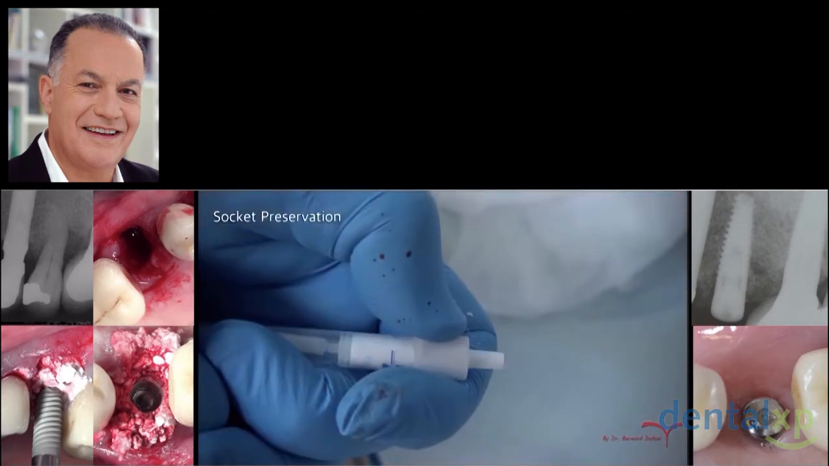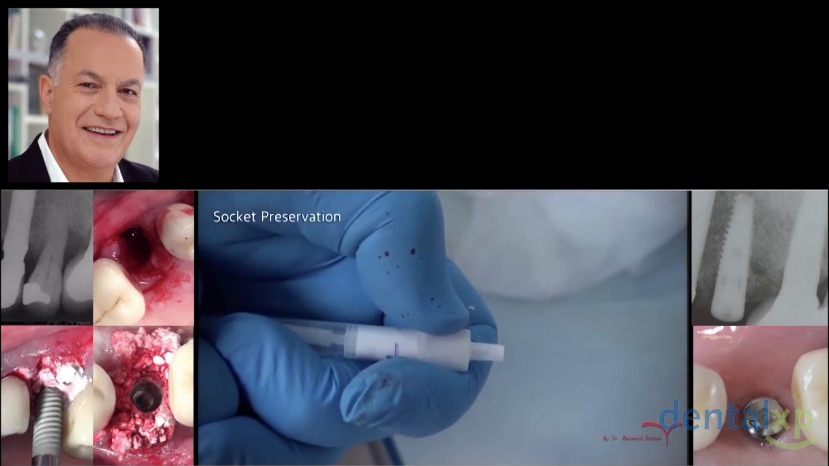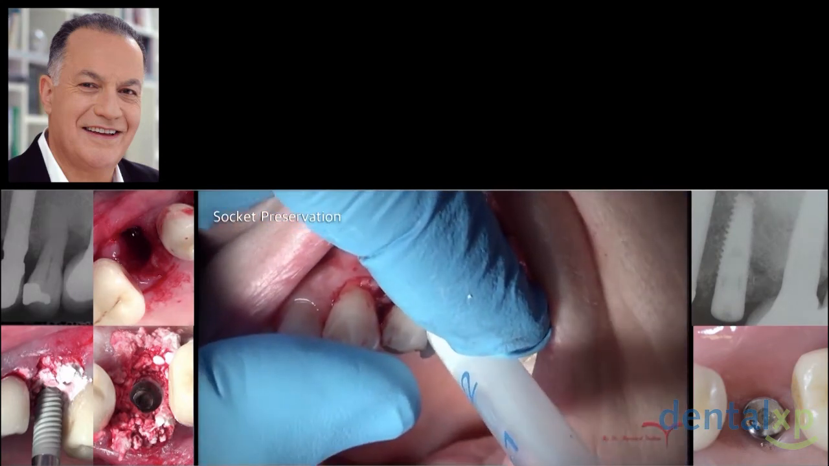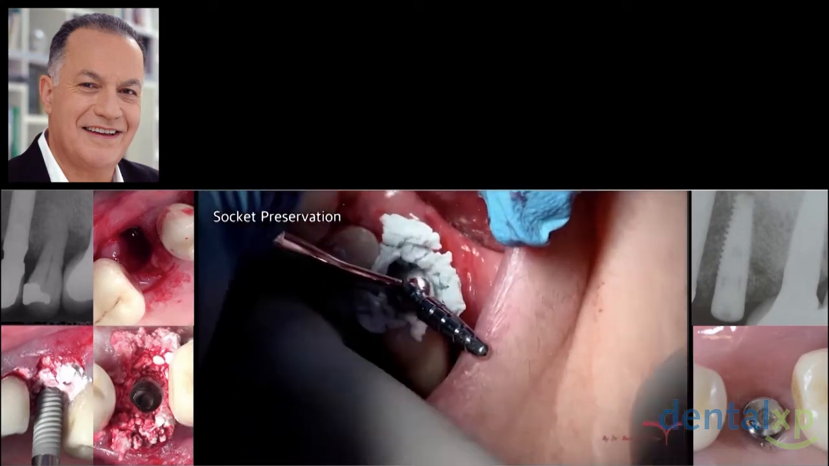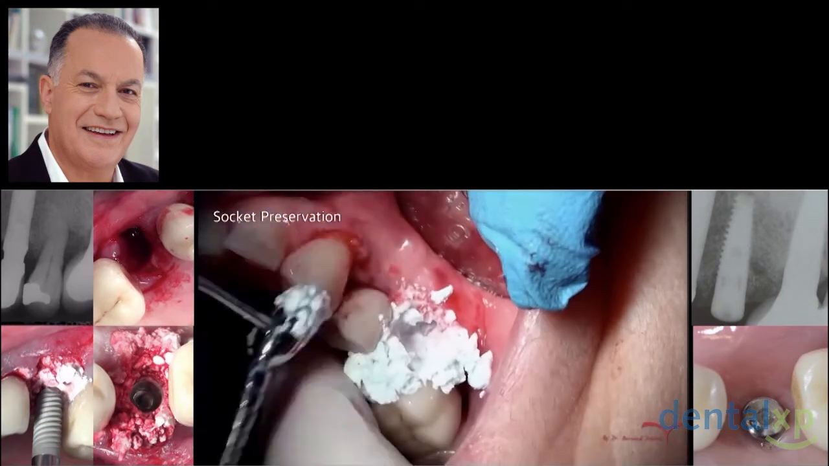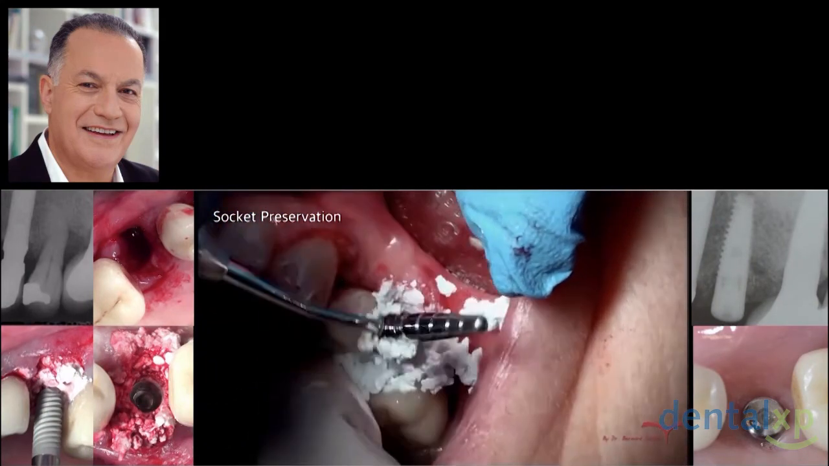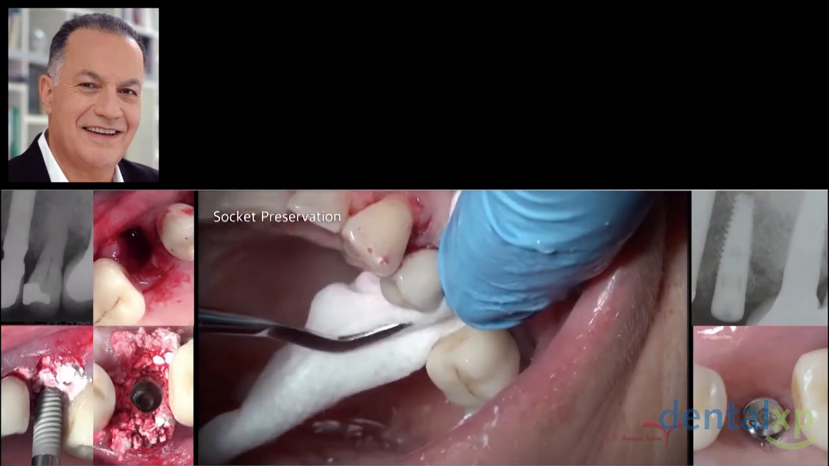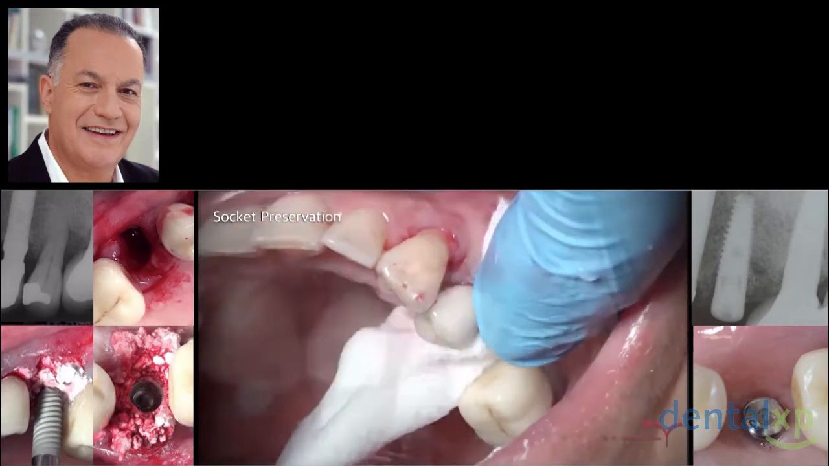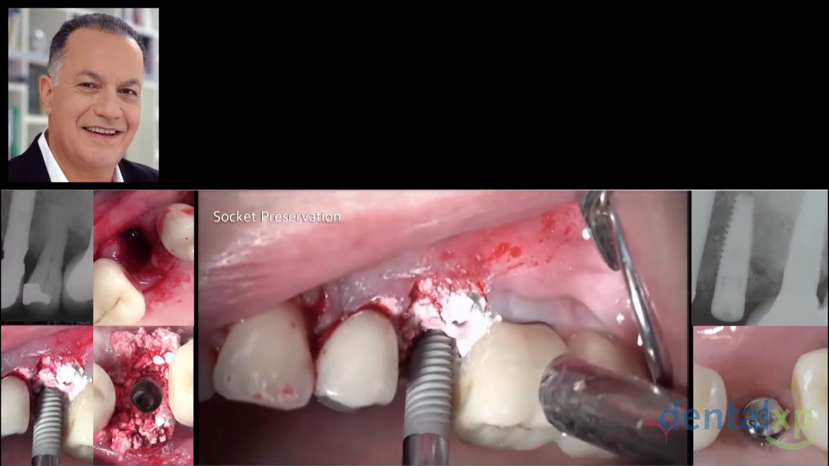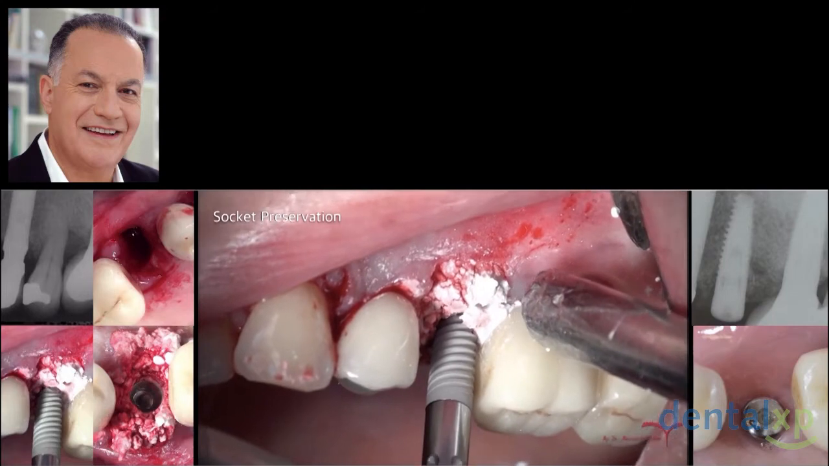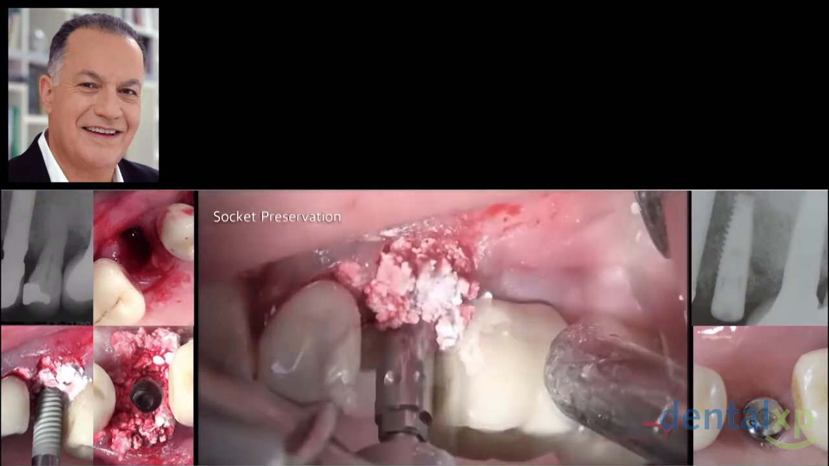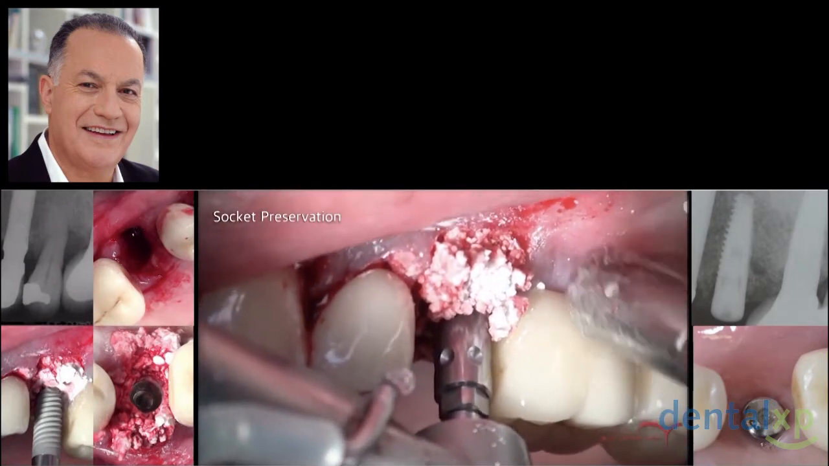Very simple. To press the product into the socket, to place it, to press, and in this case, after the implant placement, no closure, because we had enough bone to navigate the bone healing.